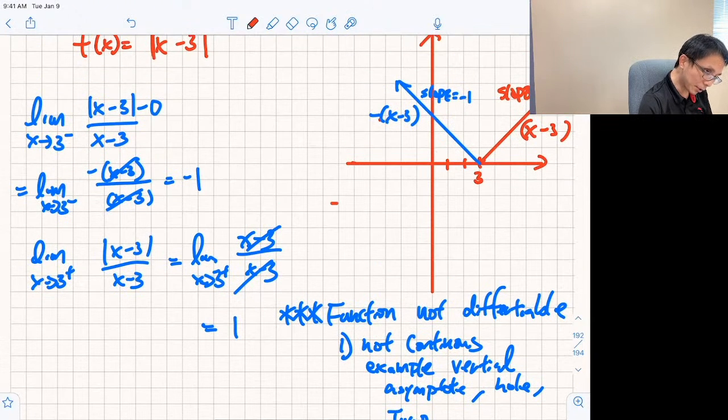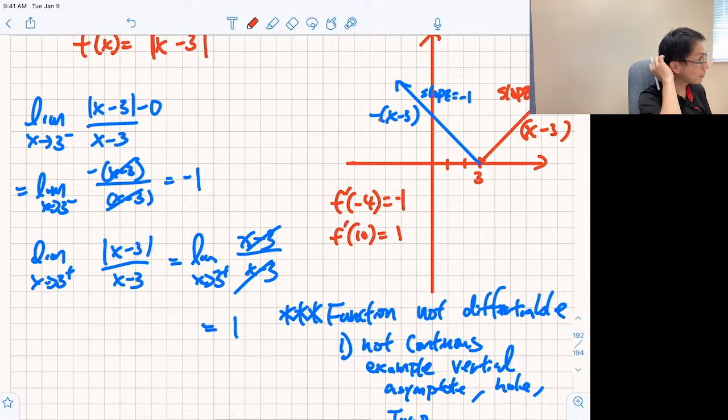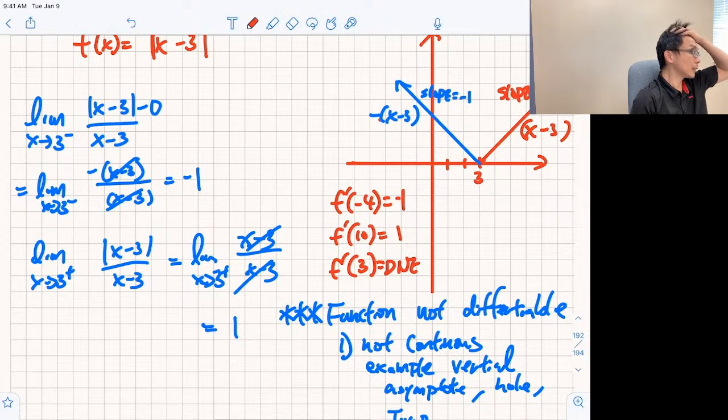So you can actually see it. What is f prime of, let's say, negative 4? That's equal to negative 1. If f prime of, let's say, 10, that's going to be 1. Does that make sense? Because on the right side, the slope is going to be 1, and on the left side, it's going to be negative 1. And what happens if I'm looking at 3? Well, at 3, the slopes are not equal to each other. One is 1, one is negative 1. They do not equal, therefore the derivative does not exist.